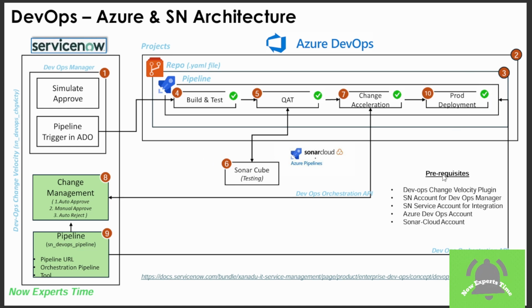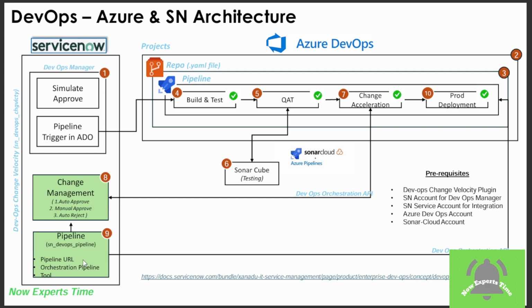Okay, so I'm repeating. ServiceNow you can see on the left side, Azure DevOps on the right side. On the ServiceNow side, change management is a major part. Change management means you need to create a change ticket and accept change approval. These two functionalities normally happen. But when you install the DevOps Change Velocity plugin, additional functionalities will be installed in your system. So you can see pipeline trigger conditions, pipeline URL, orchestration URL, and the planning, everything, from the ServiceNow side itself.